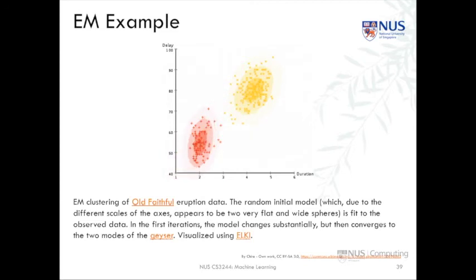It starts with a randomly initialized model that you can see has Gaussians of different scales on the axis. And this is just because the different scales of the axis make both of those Gaussians appear quite flat. You can see here there's a unit of 10 difference here and a unit of 1 difference on this axis. Otherwise, they would be spherical. In the first iterations, the model changes substantially, but then converges to the two modes of the geyser.